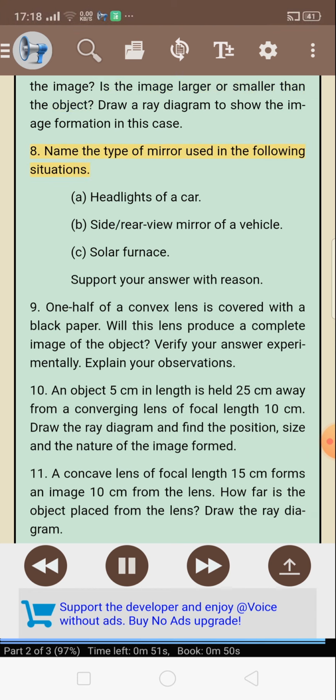8. Name the type of mirror used in the following situations. A. Headlights of a car. B. Side rear view mirror of a vehicle. C. Solar furnace. Support your answer with reason. 9. One half of a convex lens is covered with a black paper. Will this lens produce a complete image of the object? Verify your answer experimentally. Explain your observations.